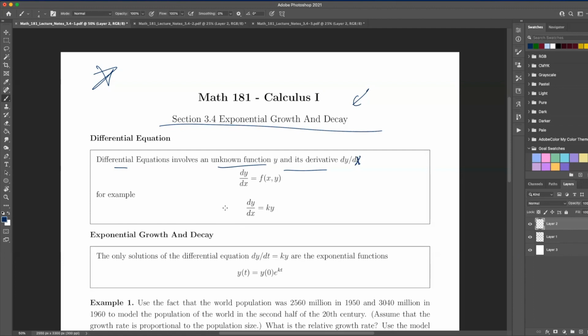And in this case, this is what we're going to use the entire chapter. It's the rate of change, right? Its derivative is proportional to how much is left.